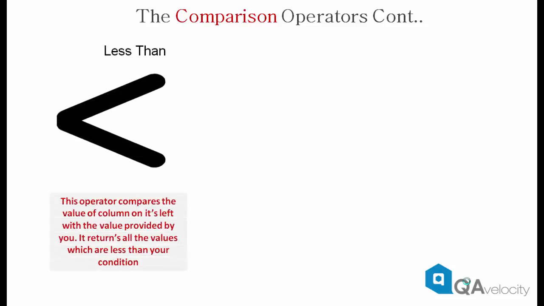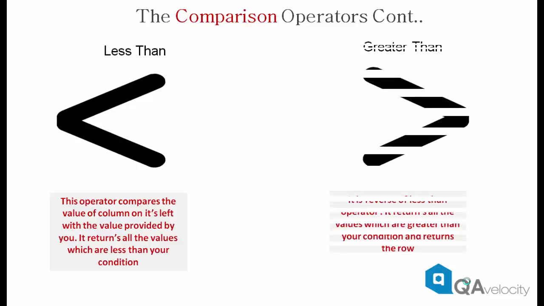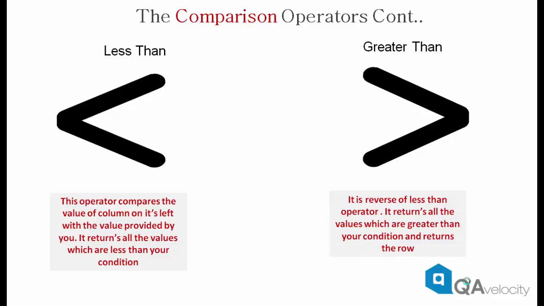The third operator is less than. This operator compares the values of the column on its left with the values provided by you. It returns all the values which are less than your condition. Greater than, it is the reverse of the less than operator. It returns all the values which are greater than your condition and returns the row.